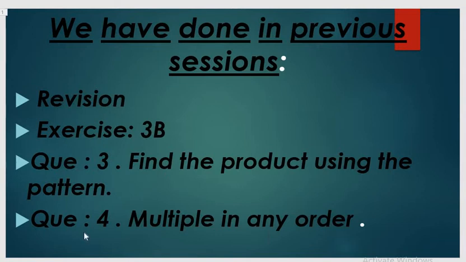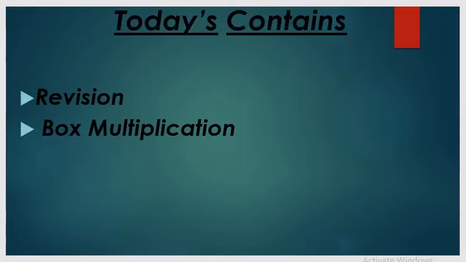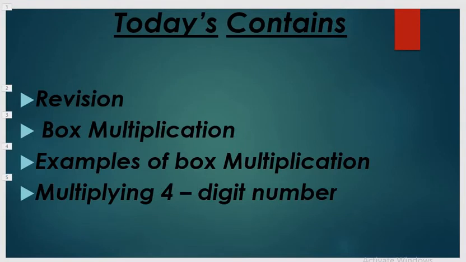So now we move on to today's content. First of all we do the revision, one by one, all students. Then box multiplication. In the previous lecture we did exercise number 3b, question number 4, multiply in any order. Got my point, all students?